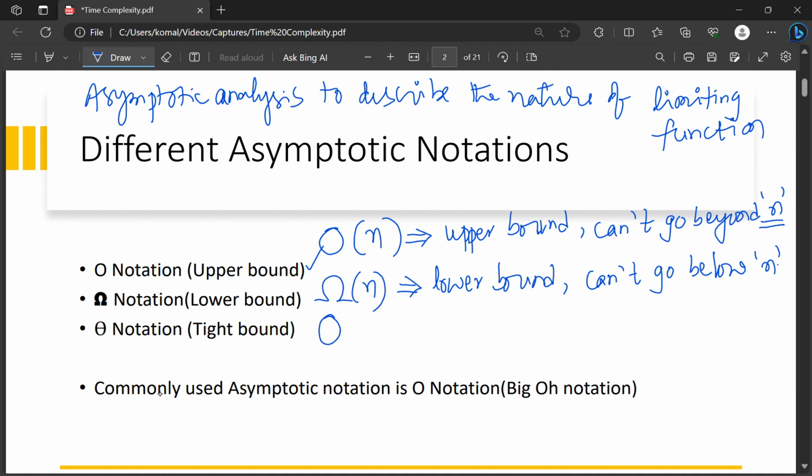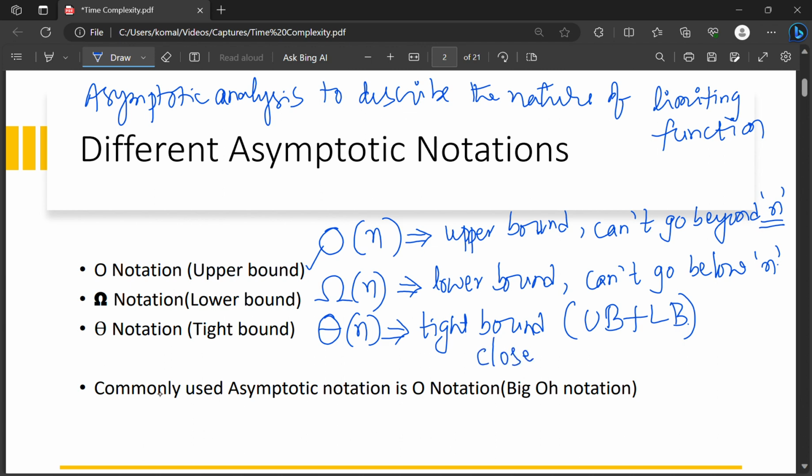Another asymptotic notation used is theta of n. This is called tight bound. Theta is called tight bound, which is a mix of upper bound as well as lower bound. The meaning of this is, if we mention any algorithm's time complexity as theta of n, then the time complexity of that algorithm is very close to, or almost equal to, n.